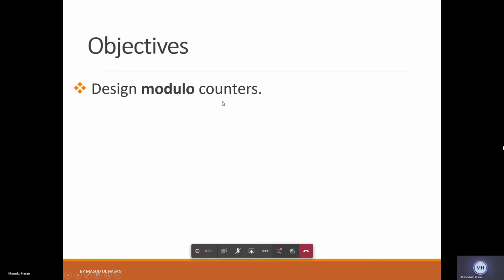Okay, now if we write the code for this modulo 100 counter, it will be like this.